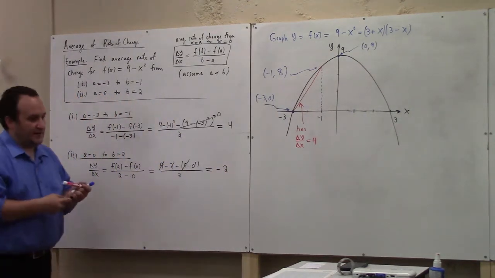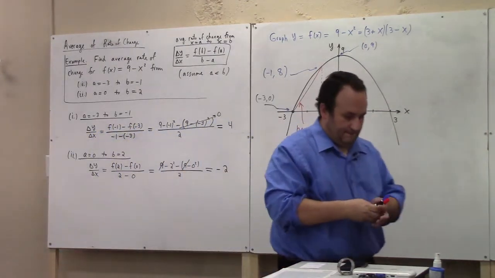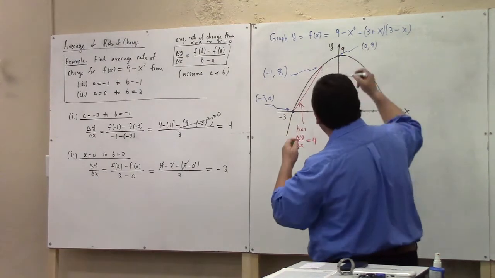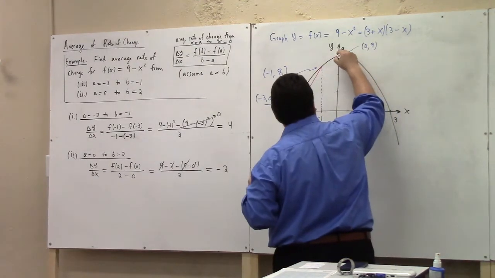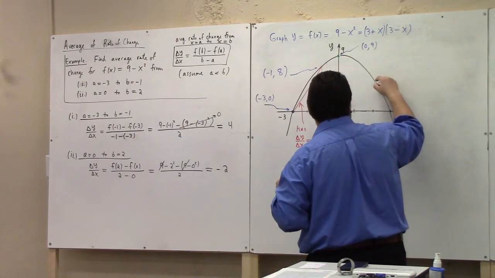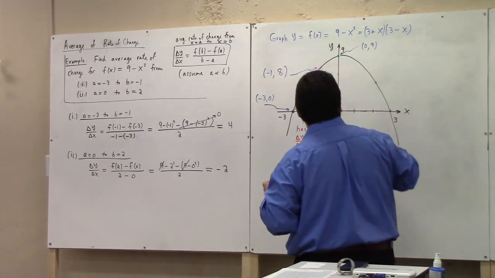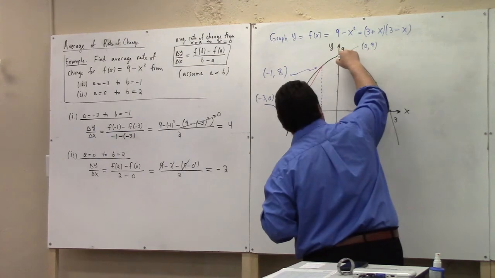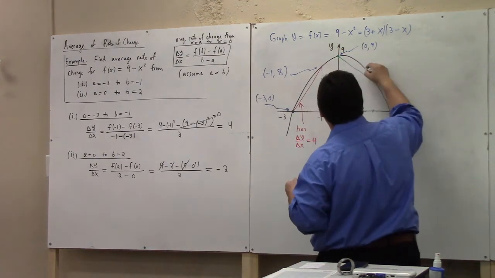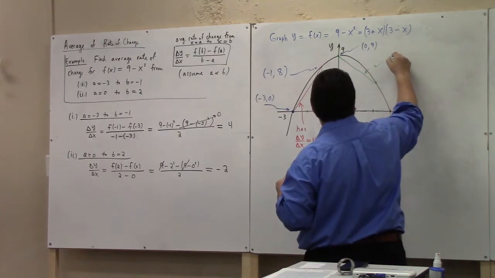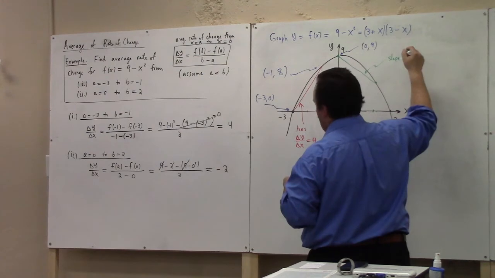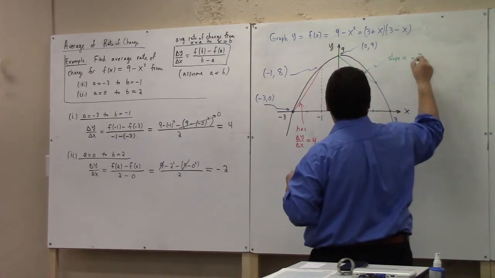So what's going on there? Well, we're thinking about going from 0, which is this point up here, over to 2, which in my picture is something like that, right? And so if you look at this line that connects those, the slope of this is minus 2, right?